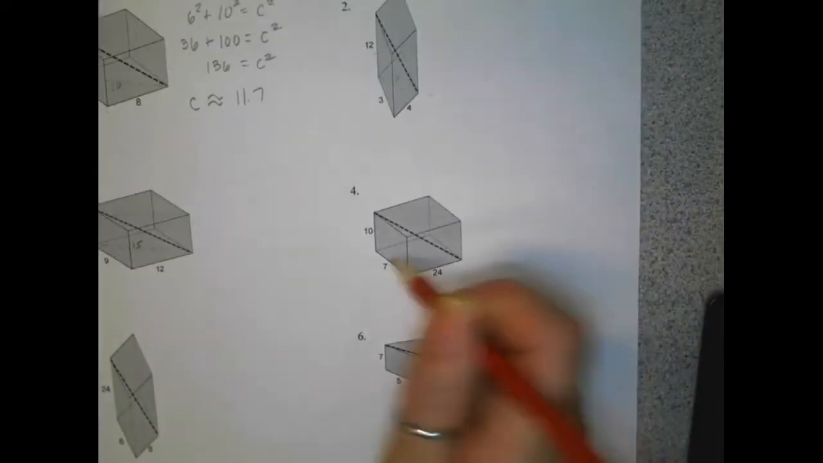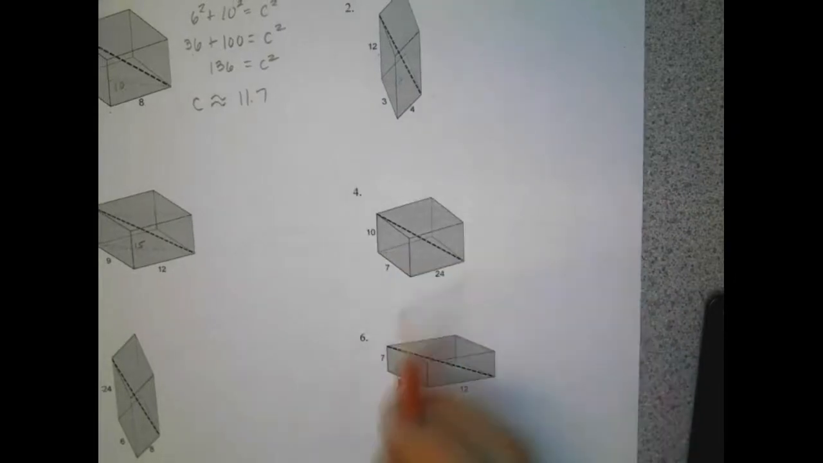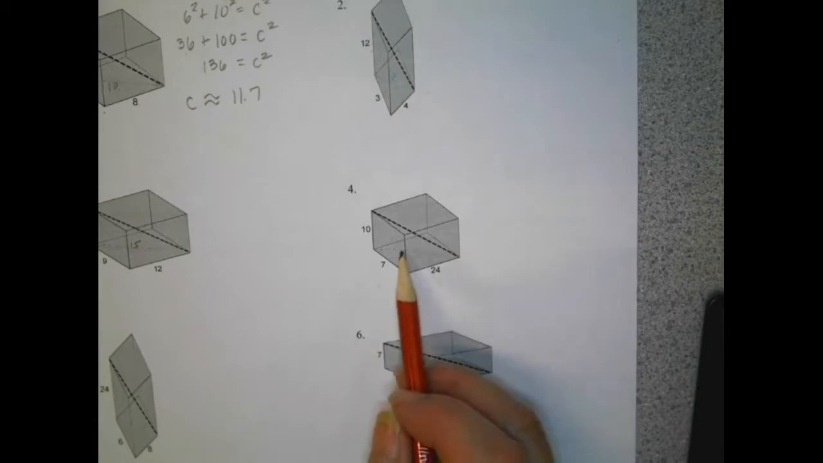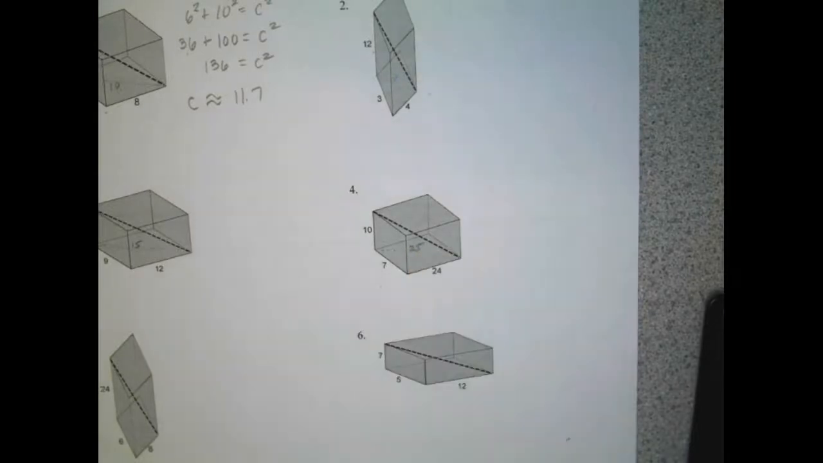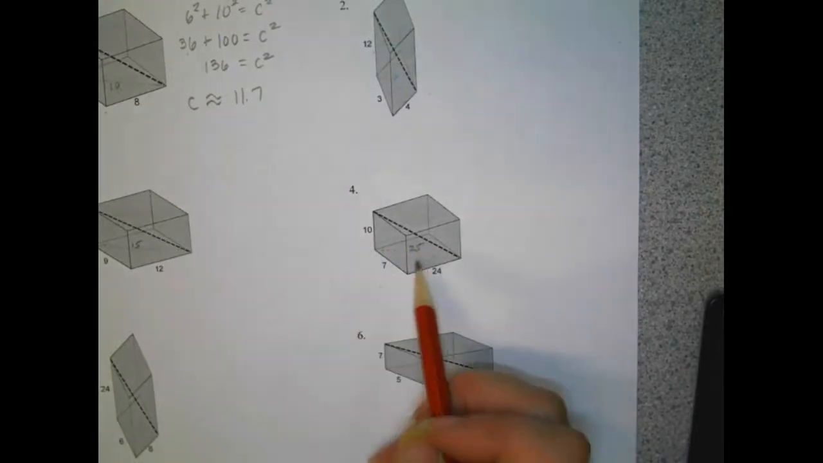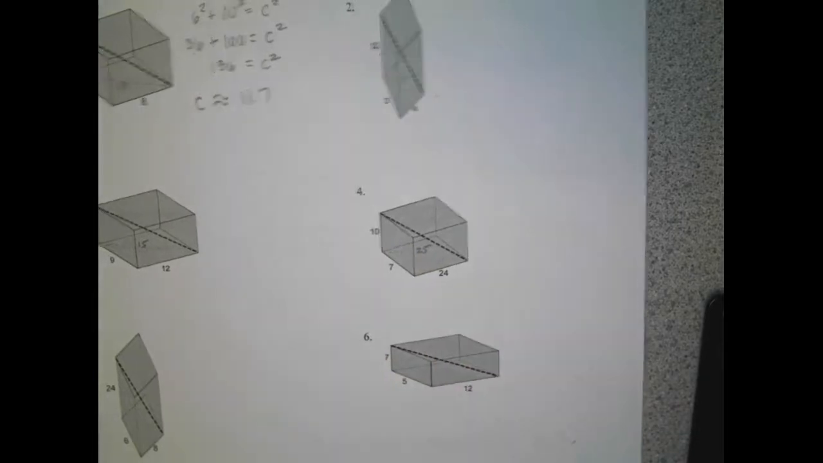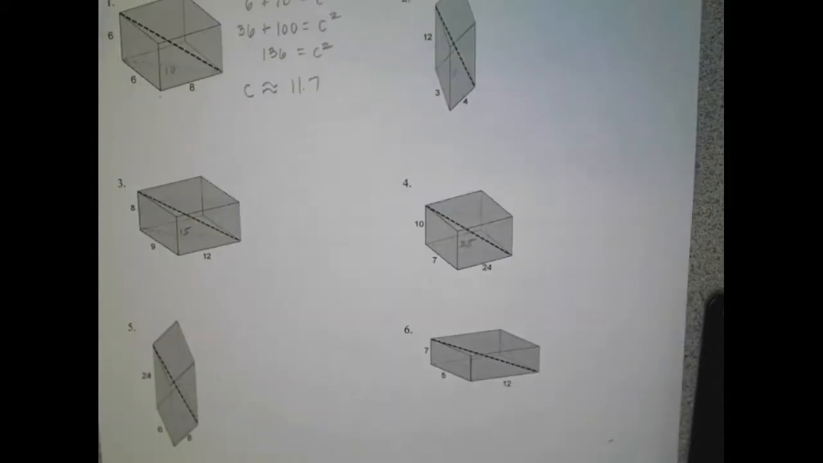How about number 4? I'm going to go ahead and draw my line here. I have a side of 7, a side of 24. Do I know what my diagonal is? 25. It's also a triple. So now side A is 10, side B is 25. What is side C? You guys do the last two. And that's it. Any questions?